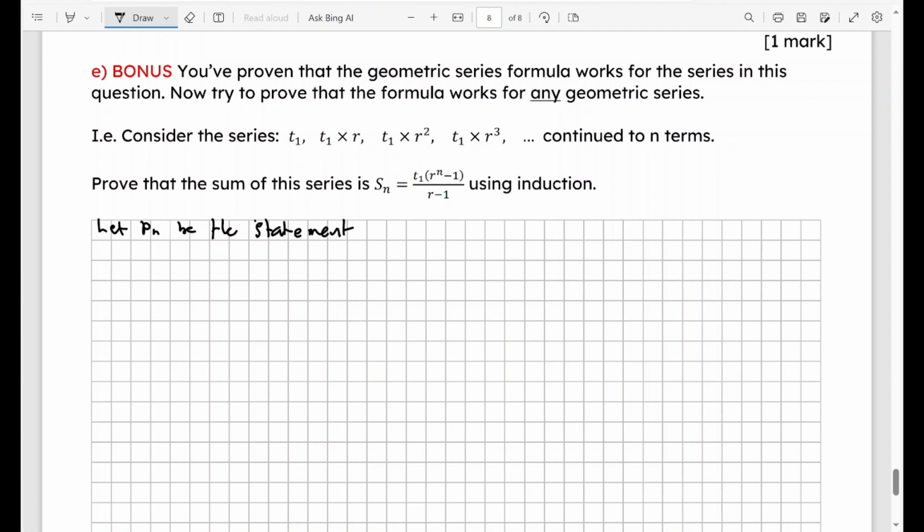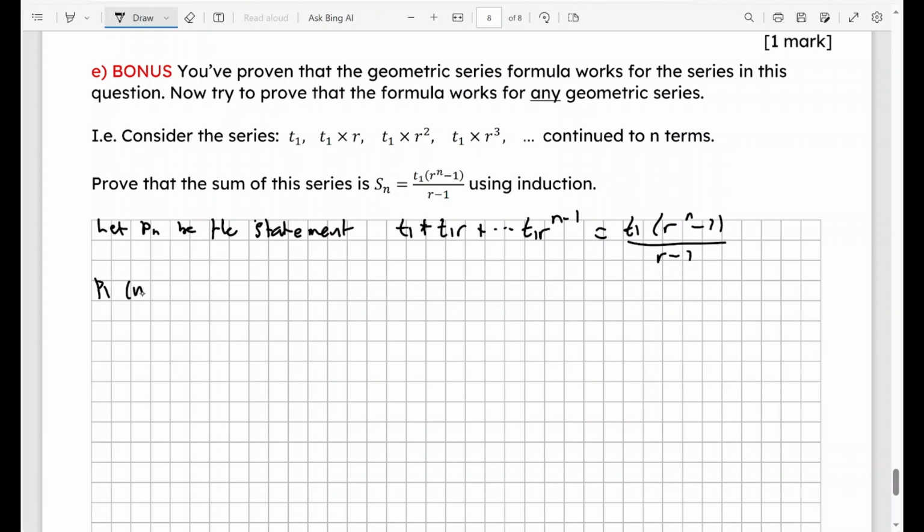All right, so we're going to be really careful about this. T1 plus T1R plus dot dot dot T1R to the n take 1 equals T1R to the n take 1 over R take 1. So that's our Pn statement.